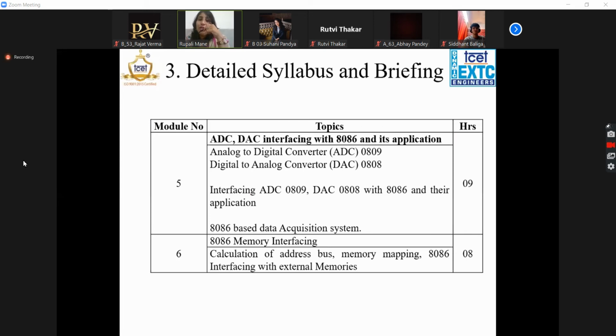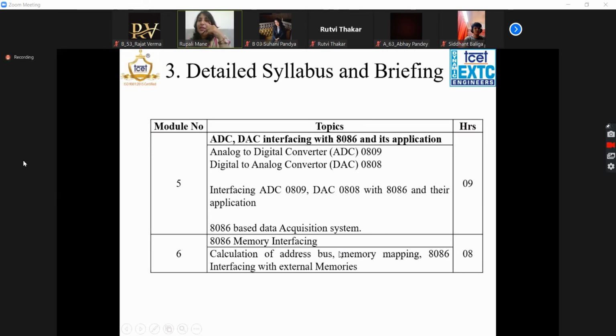Then digital to analog converter. So now the data is in digital form, but I need to convert that data into analog form. For some applications, in that case, we are going to use a DAC. So what is that DAC? What are the pin functions? How can it connect with the 8086 microprocessor? How can it be interfaced with the 8086 microprocessor? That is important. Then after that, chapter number 6, that is module number 6, 8086 memory interfacing.